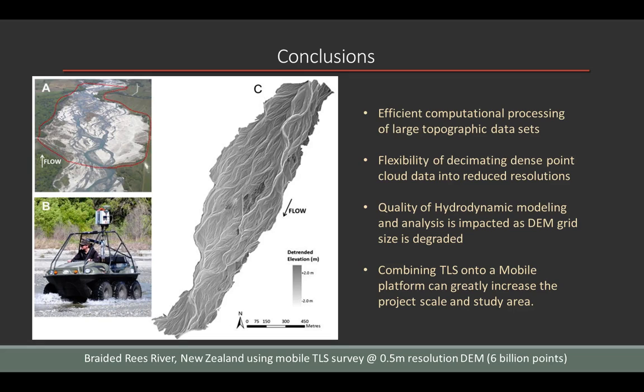And of course, future surveys were combined onto mobile scanning platforms, which greatly increased the project scale. As you can see here, there's another braided river system in New Zealand that used a mobile TLS survey. This one's about 3 times as long as the previous and still kept the resolution and high quality with about 6 billion points.